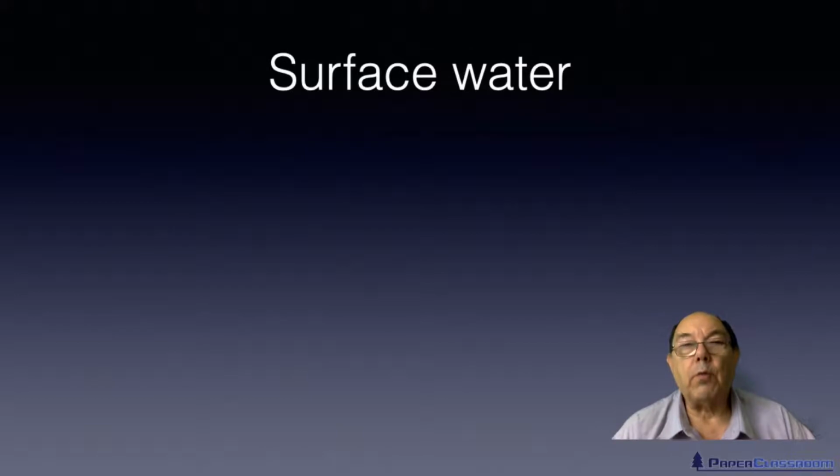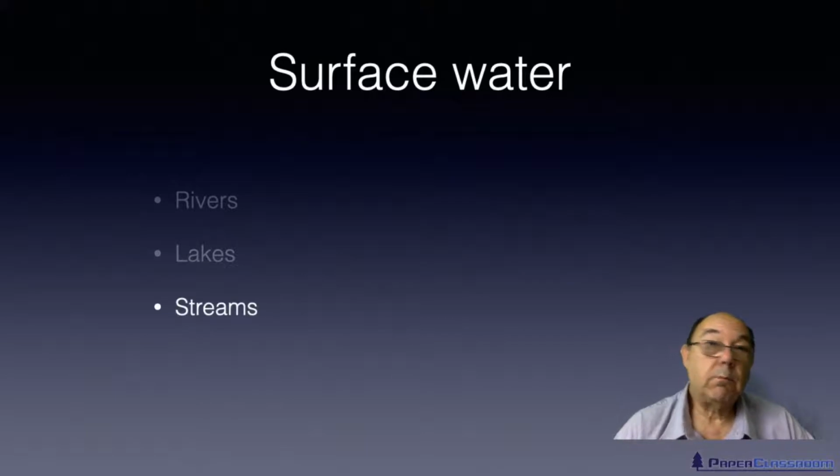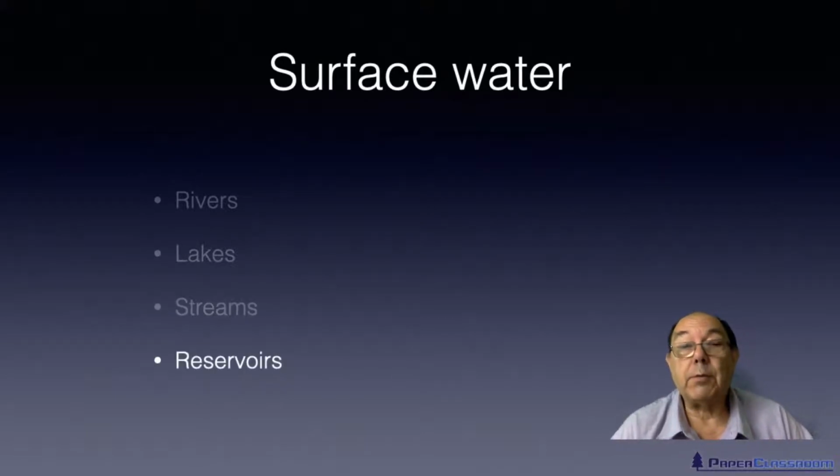Now, other than groundwater, there is surface water. Now, surface water is water that you can see on the surface of the ground. So we're talking of things like rivers, lakes, streams and reservoirs.